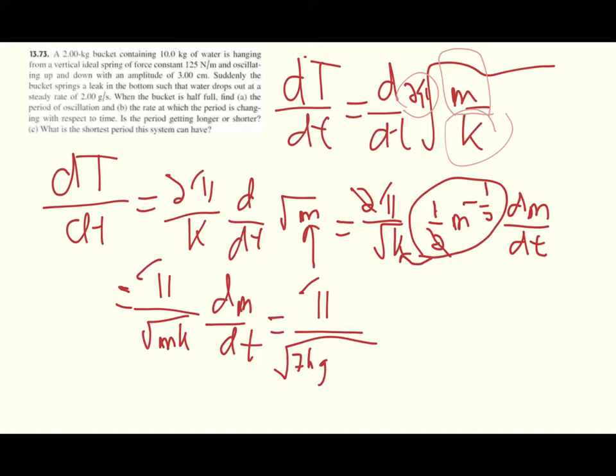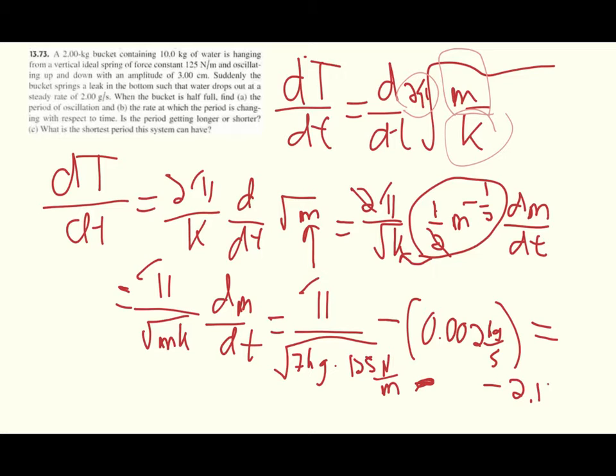7 kilograms times 125 newtons per meter times, we have to change that to 0.002 kilograms per second. Again, we can't use 2 grams per second, because it has to match up with the kilograms over here, and it has to be negative. If we do all of that, we end up with negative 2.12 times 10 to the negative 4th.